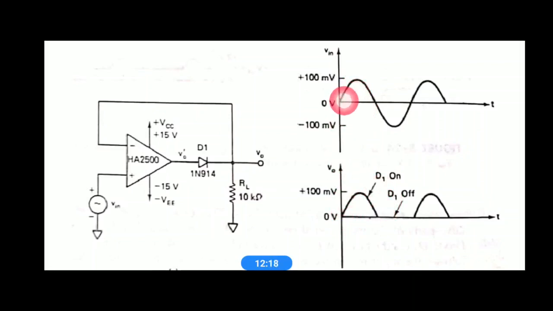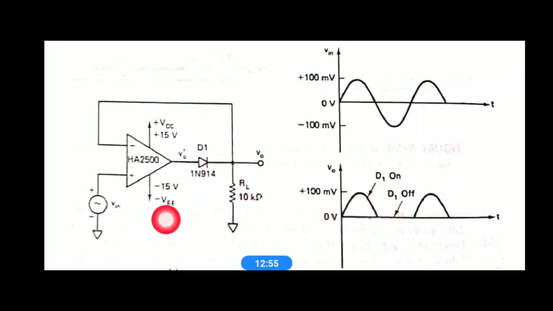Hence we can say that you will get the positive half cycle at the output. Approximately 1 millivolt is enough, or we can say 0.07 millivolt is enough, to make the diode forward biased here, which gives you 0.7 volt. Hence during the positive half cycle it is forward biased.